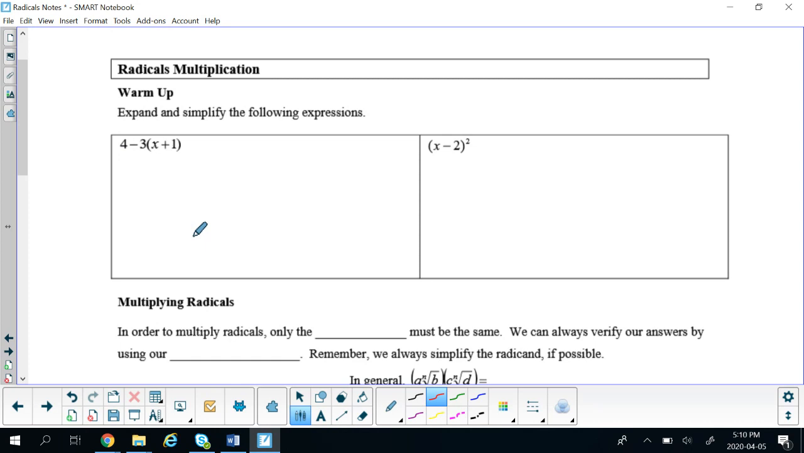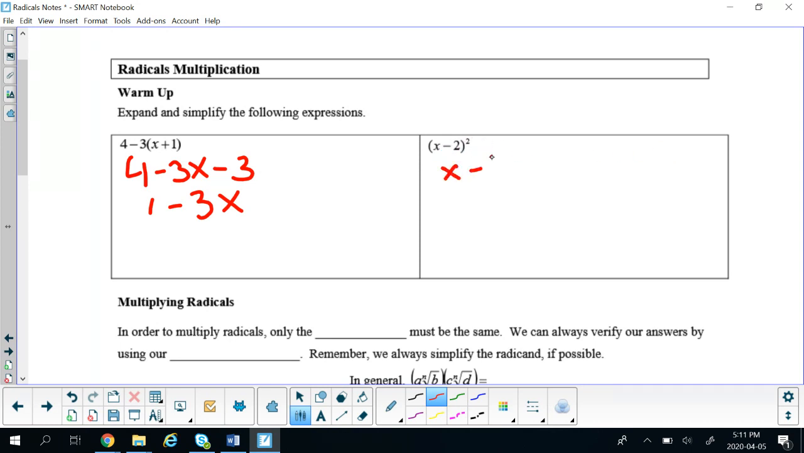So we can open the bracket first, so it becomes 4, negative 3 times x is negative 3x, and negative 3 times 1 is negative 3. Now you combine the like terms. 4 minus 3 is 1 minus 3x. This is your answer. Question 2 is x minus 2 whole square.